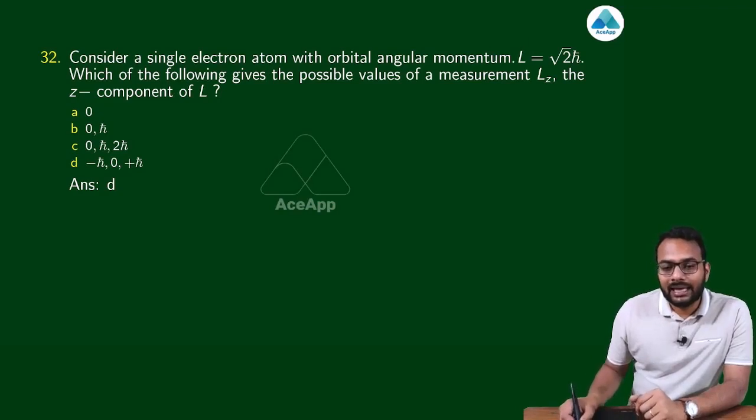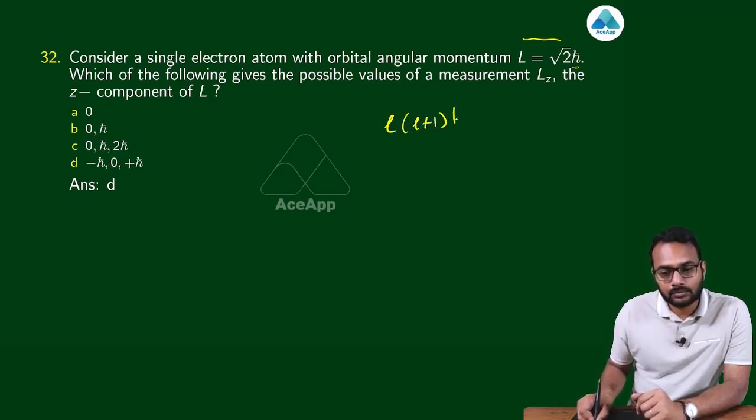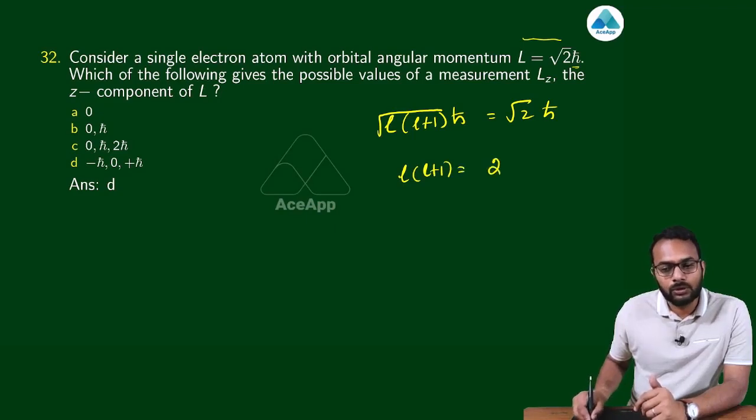We consider a single electron atom with orbital angular momentum L, square root of 2 h cross. From this, we know that the magnitude is square root of L into L plus 1 h cross, which is equal to square root of 2 h cross. Squaring both sides, L into L plus 1 is equal to 2.